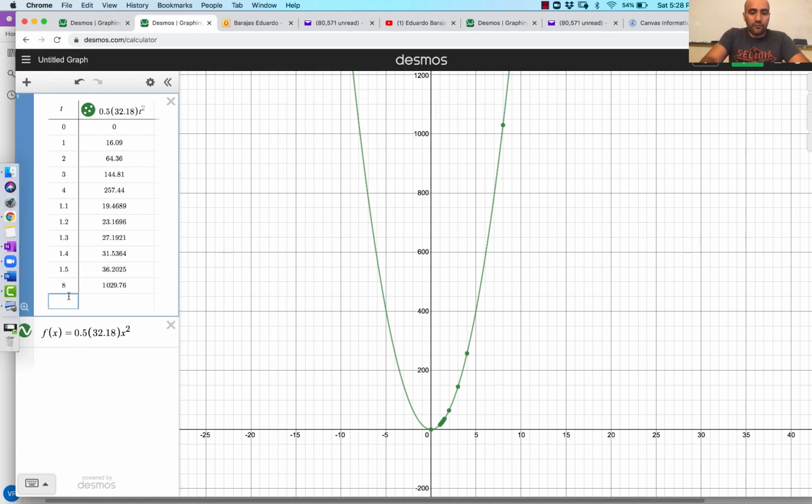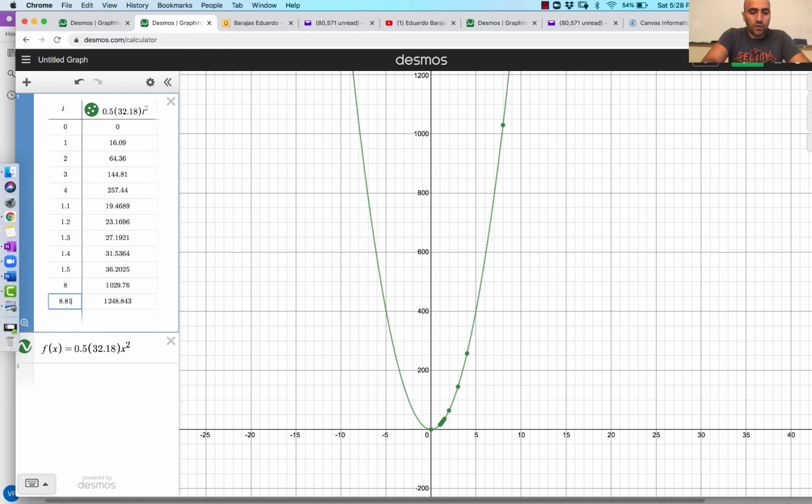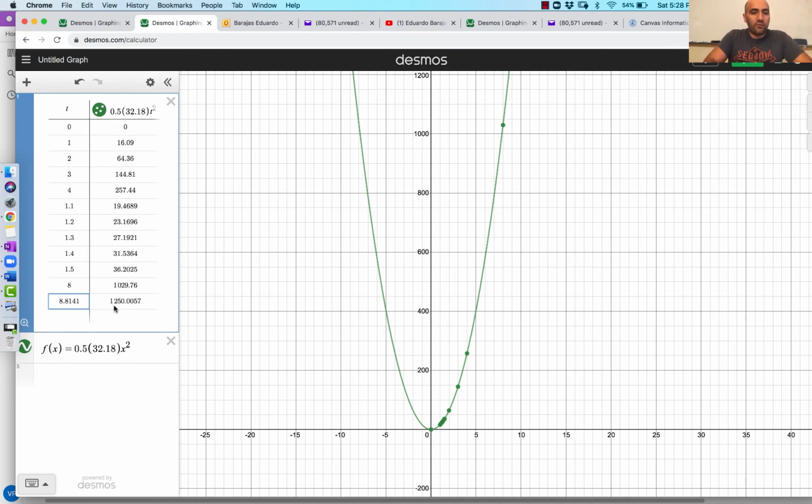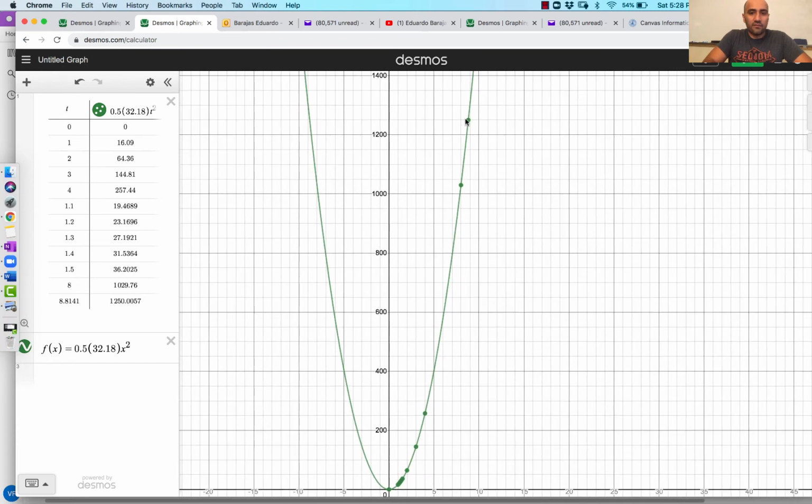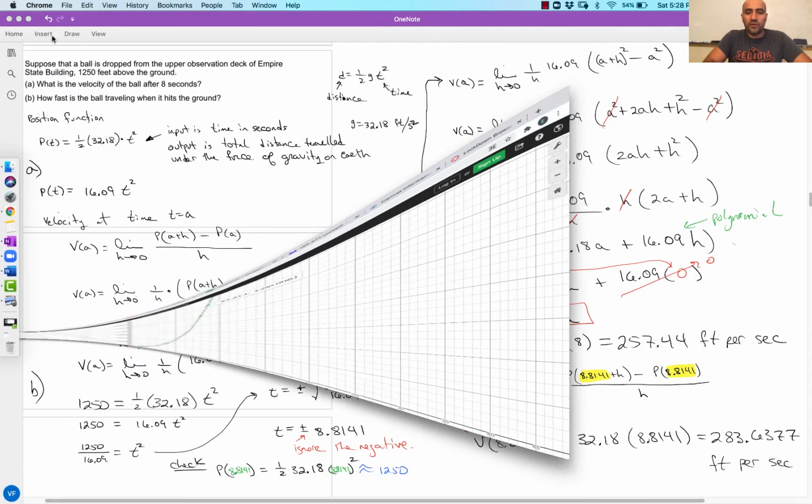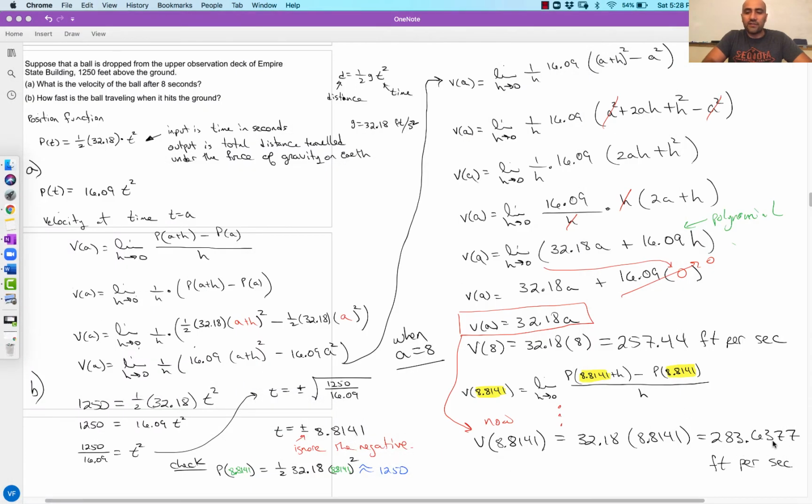And now we know that if we go 8.8141, we travel approximately 1,250 feet. That's this one right there, approximately that much. And we know that we will be traveling at 283.6377 feet per second at the point of impact.